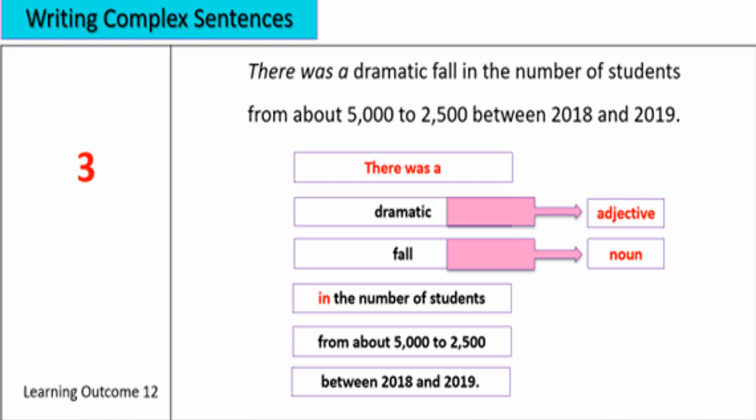Then you will write the amount, the figure. From how much to how much? From 5,000 to 2,500. Then the time period. When did this happen? Between 2018 and 2019. Clear? Now let's look at the final structure.